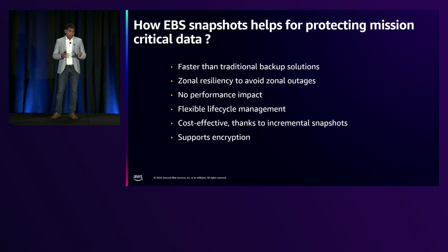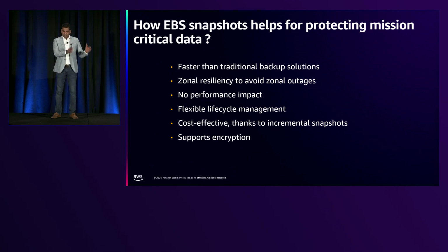EBS snapshots, by default, are stored regionally. So if any one zone goes down, the data is still available, so that we can create a volume out of it, attach it to the EC2 instance, and bring the system back. And as I said, there is no performance impact. Since the snapshots happen at the storage level, there is no data we need to pull from inside the EC2 instance. So there is no impact at all on the applications in terms of storage throughput, memory usage, or CPU usage.